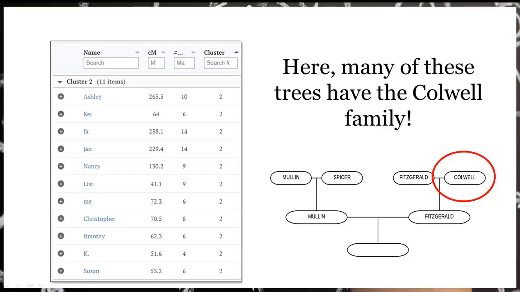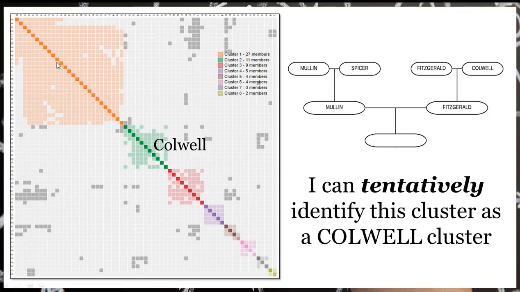So therefore, I can tentatively identify this cluster as a Cowell cluster. What does that mean? It means that this test taker is likely related to the individuals here in green through the Cowell family. I could have already hypothesized this. The value to this really is that the people that didn't have Cowell in their tree but are clustering within that green cluster, that therefore suggests they're related to the Cowell family.